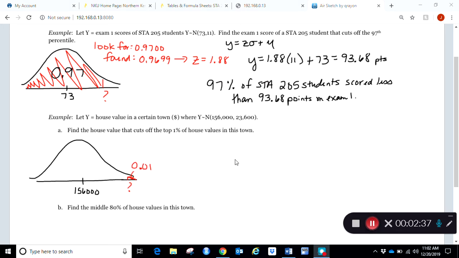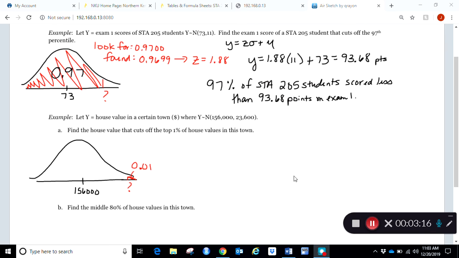So first, let's see if our picture matches. So the mean is $156,000. We're asked to find the top 1%. So the top would mean that we're going to be looking for the right-hand side being 1%. Again, 156,000 would be the top 50%. So the top 1% is going to be quite far away from that. 1% in decimal form is 0.01. Our goal is to find that number along the bottom. So what we can tell, our answer should be higher than $156,000 when we're done. I can also tell that my z-score should be positive.